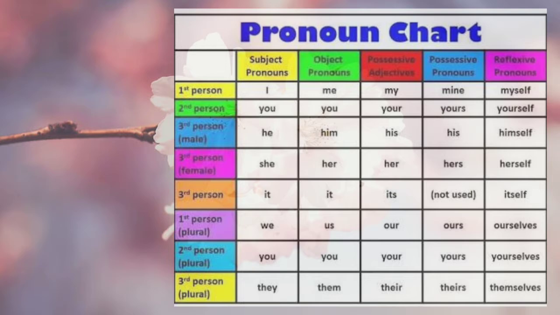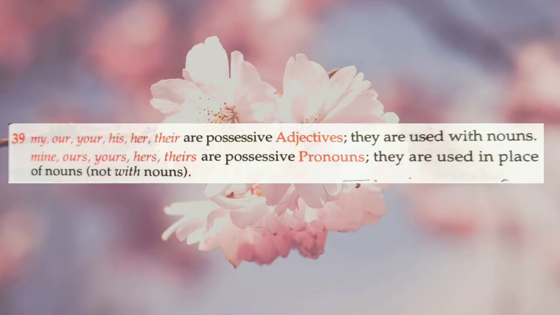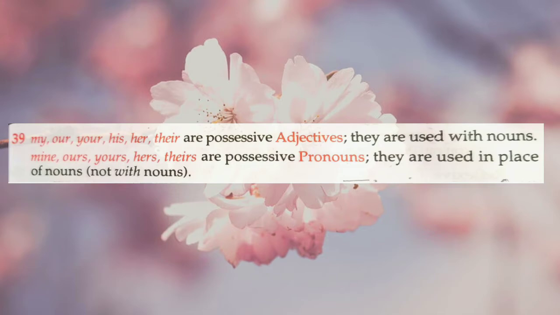Now there are many more pronouns apart from this, but we will learn them according to the rules. So let's start the rules one by one. Now rule number 39 says my, our, your, his, her, their are possessive adjectives, which we have already learned in the pronoun chart. They are used with nouns. Mine, ours, yours, hers, theirs are possessive pronouns. They are used in place of noun and they don't require noun after that because they are already pronouns. So I can say my car, but I cannot say mine car. I can say our car, but I cannot say ours car.